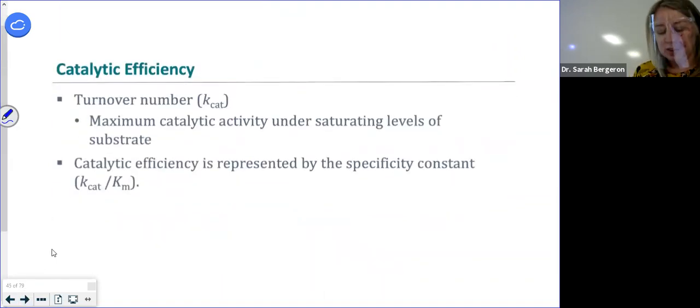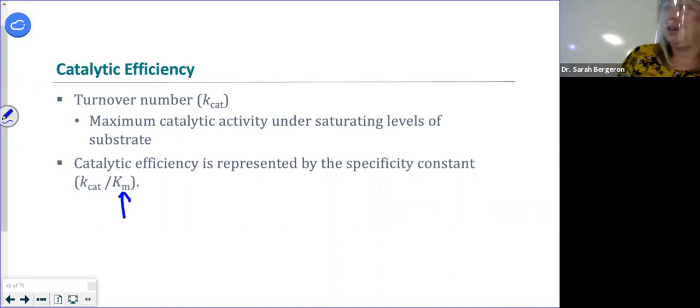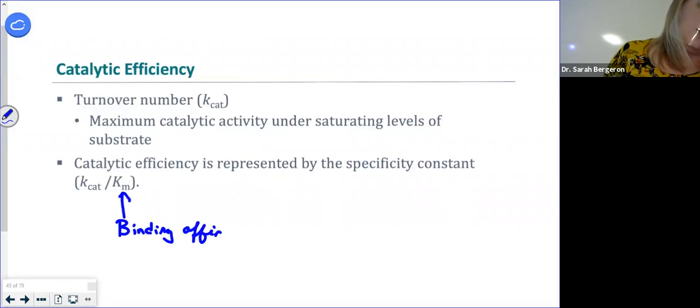Okay, so the next thing we're going to talk about is really how do we know our enzyme is really efficient or not, right? And that efficiency is dependent upon a couple of different things. So really it's dependent upon how easily you can bind to your substrate and how quickly you can catalyze that reaction, right? So it's really twofold. So what did we say Km really was? Km is binding affinity.